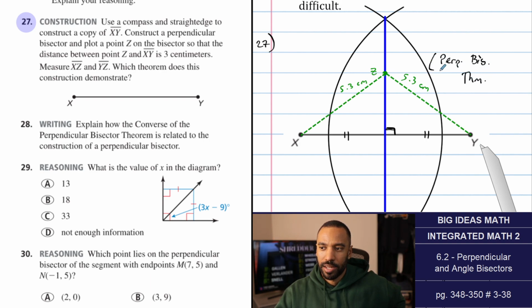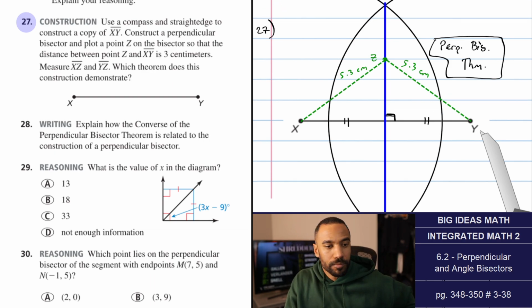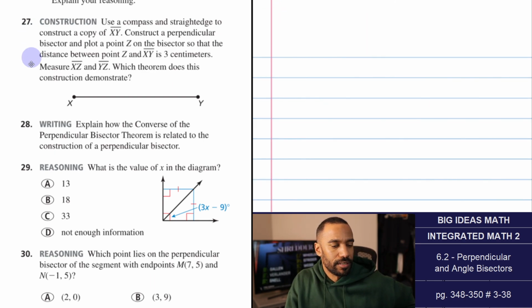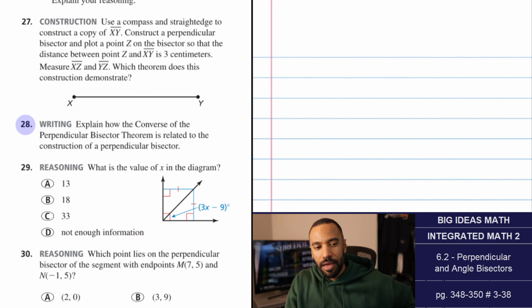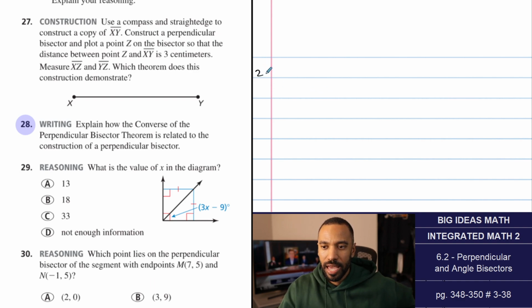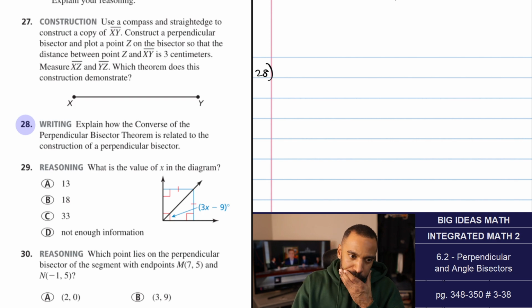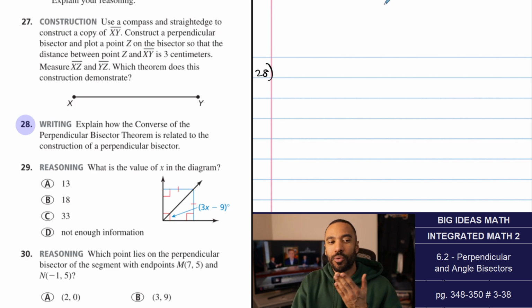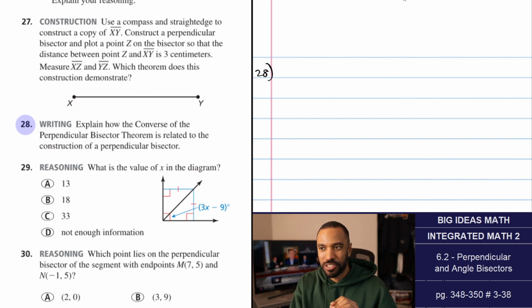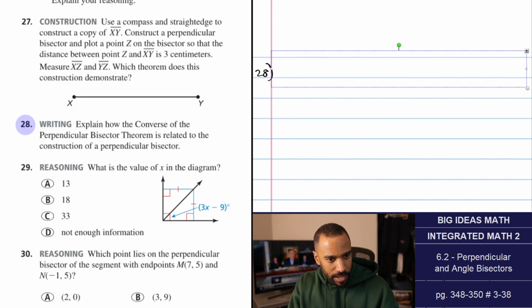Probably don't have enough room to write it. Okay, there's number 27. Nice and fun. Okay, number 28. Writing. Explain how the converse of the perpendicular bisector theorem is related to the construction of a perpendicular bisector. Well, we kind of just talked about it. But the converse... Oh, to the construction. I see. Oh, they don't actually mean compass construction. I see.